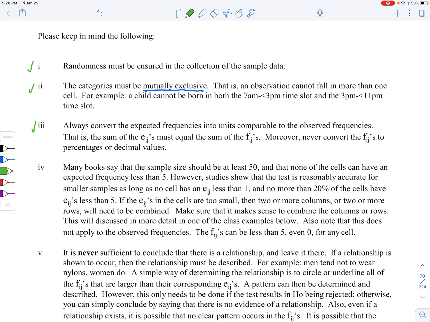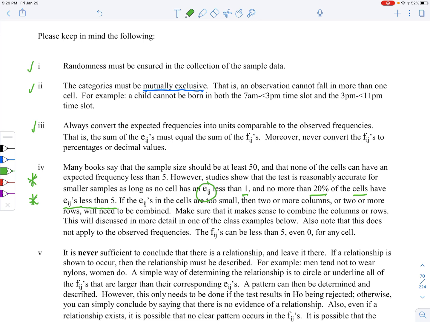Now, this is where we're going to get back to what I was saying about parking the male, female, and other category here. This is a really, really important one. Actually, these are all important, but this one I'm going to put a couple of stars beside. Many books say that the sample size should be at least 50, and that none of the cells can have an expected frequency less than 5. However, studies show that the test is reasonably accurate for smaller samples as long as no cell has an Eij, not an Fij, but an Eij less than 1, and no more than 20% of the cells have Eij's less than 5.